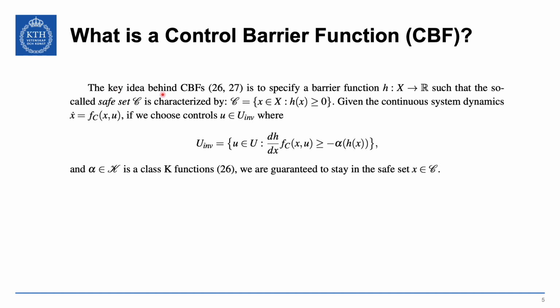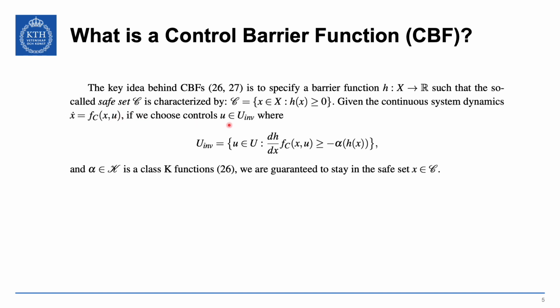So the key idea behind control barrier functions is to specify a barrier function h. Now it's not just the distance to the edge, but some barrier function, so that the safe set C is characterized by all the x's that are evaluated positive. Again, think of the distance to the edge, but it could be some other function. And then we have a continuous dynamical system, x dot equals some f(x, u). We have a control here.